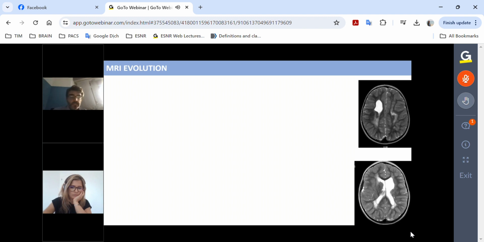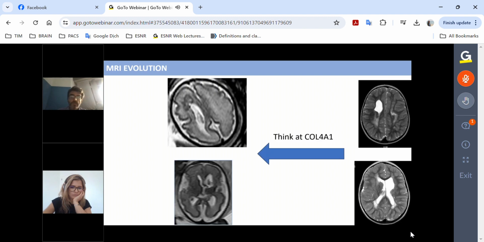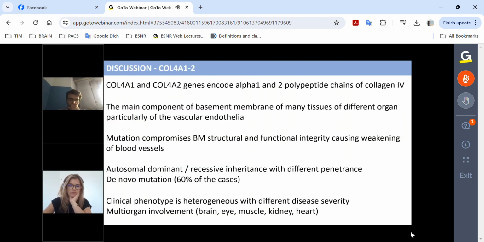And if the neonatal history is normal, if there is no history of infection or something suggestive for other causes, maybe you can find a hemorrhage related to COL4A1 mutation. What is this gene? This is a gene involved in the production of collagen type 4, which is expressed at the level of the basal membrane of the vessel. So when you have a damage in the collagen, also the vessel becomes very weak and hemorrhages are more frequent.